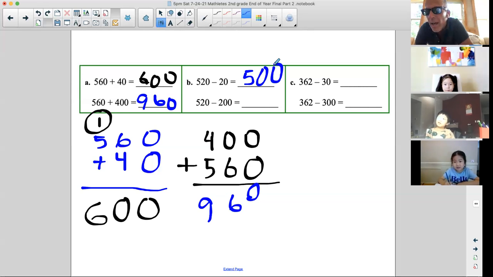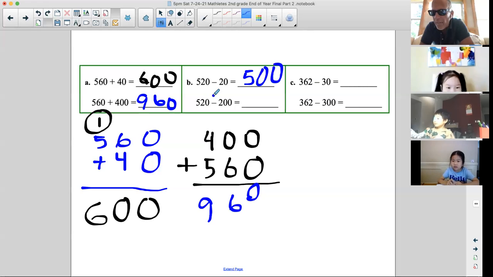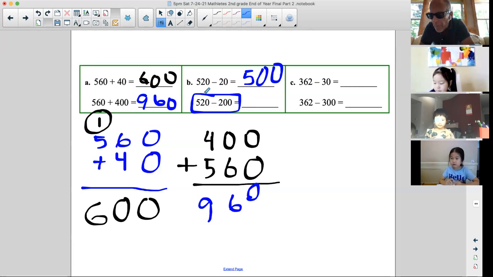Catherine plus Eleanor minus Catherine equals Eleanor. Of course. Jason plus Eleanor equals Catherine. That's crazy mathematics. I love it. Now, what is 520 take away 200? Everybody write it down. 520 minus 200.